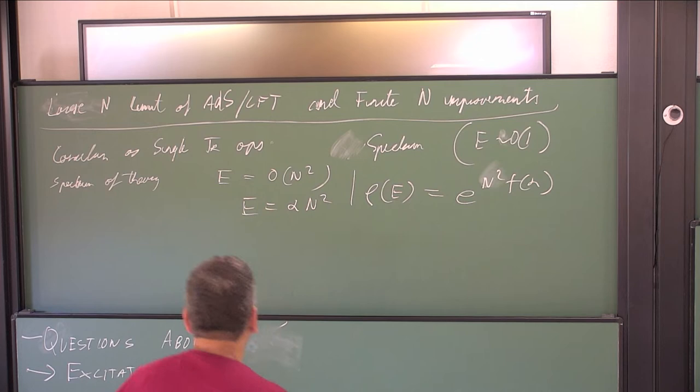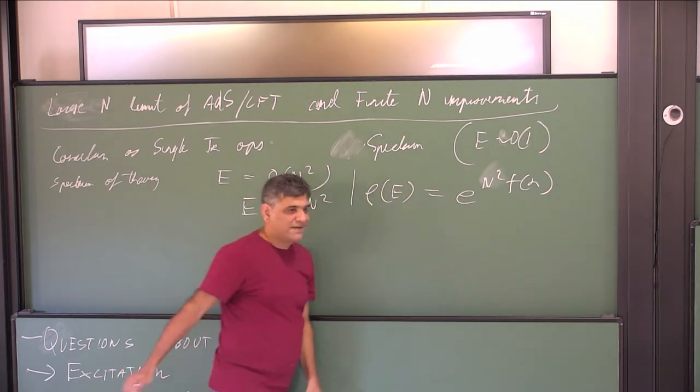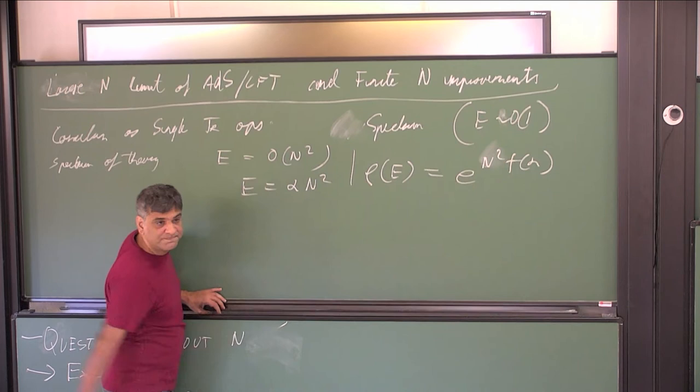Sorry? Rho is the entropy. Rho is the density of states. Oh, rho is the density of states, okay. Right. So we expect this behavior.